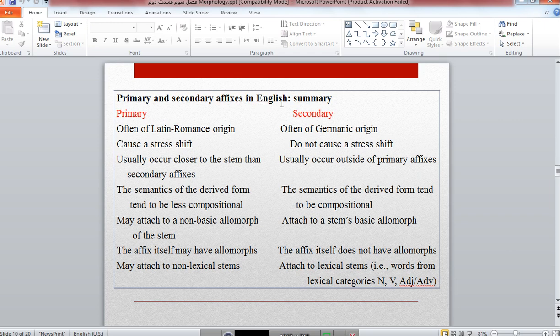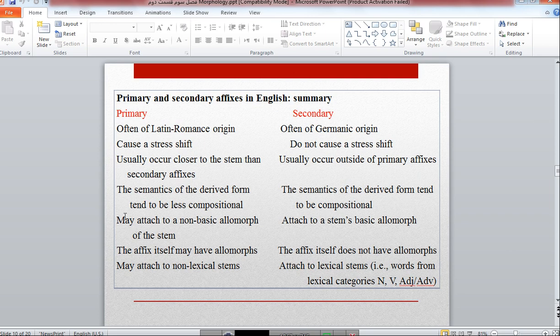primary and secondary affixes in English, the summary: primary, often of Latin Romance origin, but secondary, often of Germanic origin. The primary affixes cause a stress shift, but the secondary affixes do not cause a stress shift. The primary affix usually occurs closer to the stem than secondary affixes, and the secondary affix usually occurs outside of primary affixes. About the primary affix, the semantics of the derived form tend to be less compositional, but in the secondary affix, the semantics of the derived form tend to be compositional.